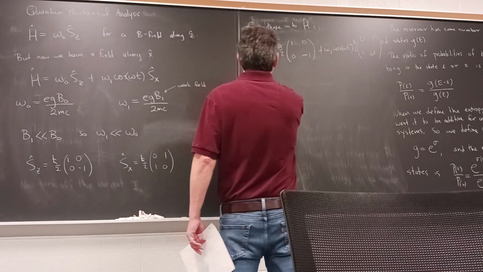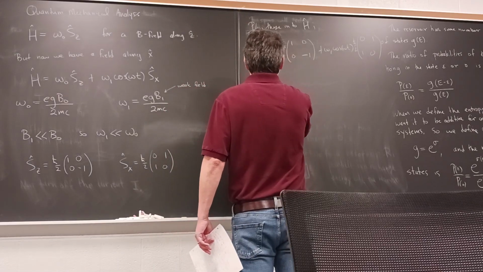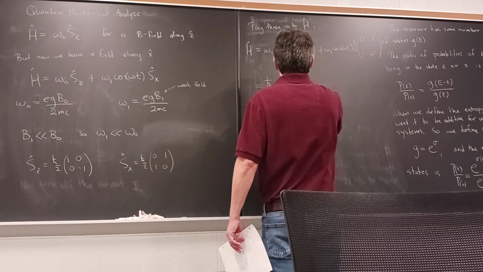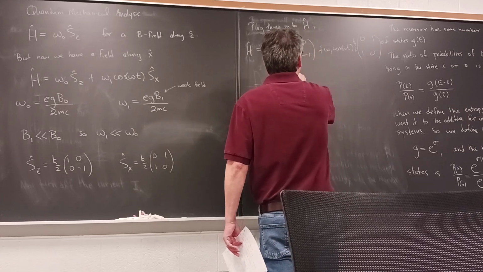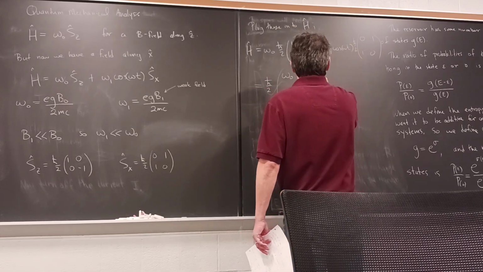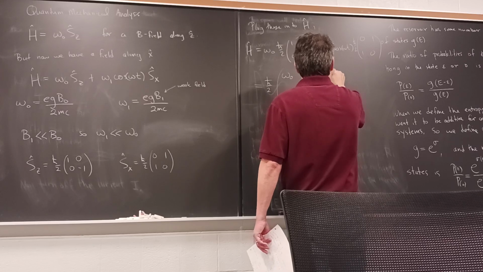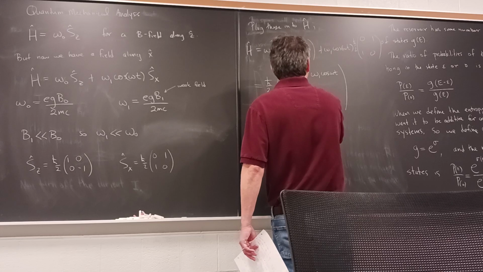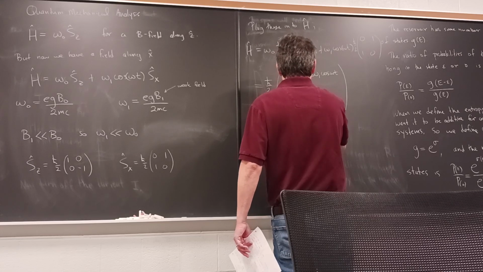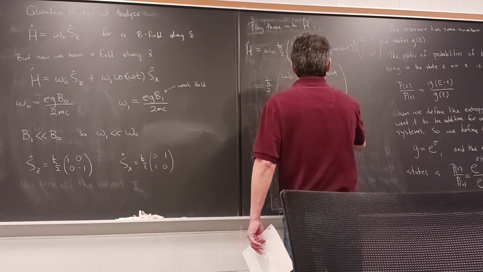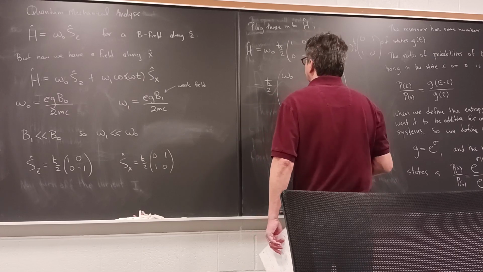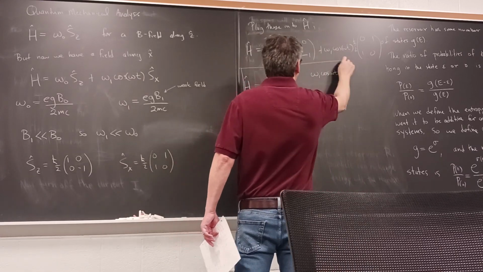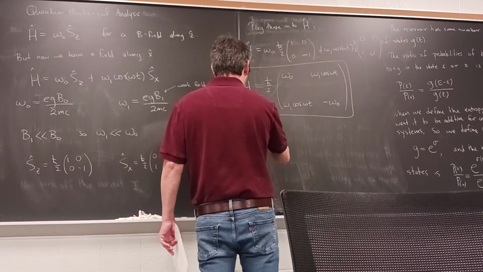So we can just put these two together. So we'll pull out an h bar over 2, and then we'll have omega 0 here, and then we'll have omega 1 cosine omega t, omega 1 cosine omega t, and then minus omega 0. So that's the Hamiltonian for the system.